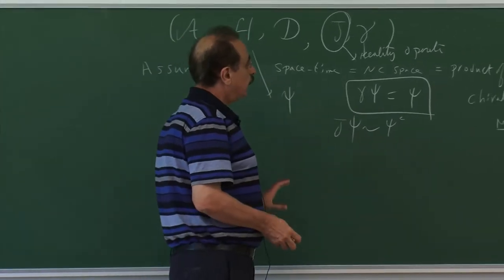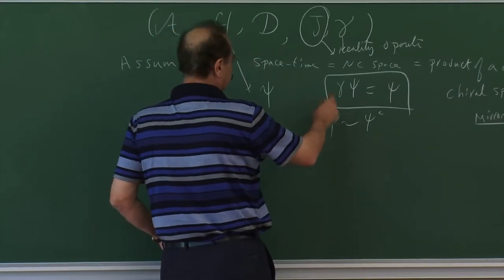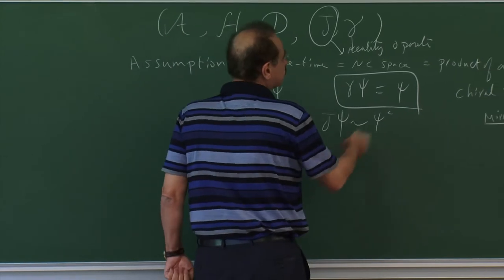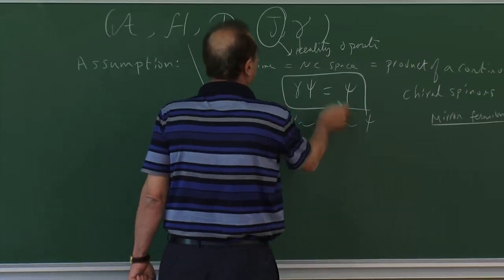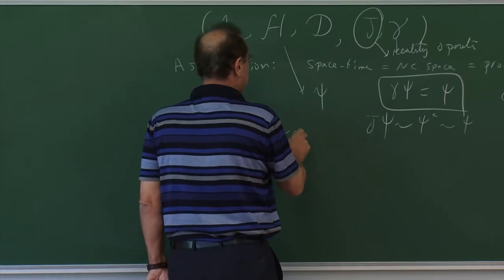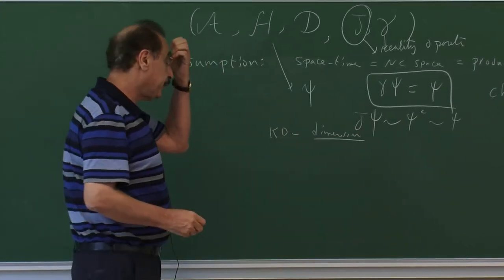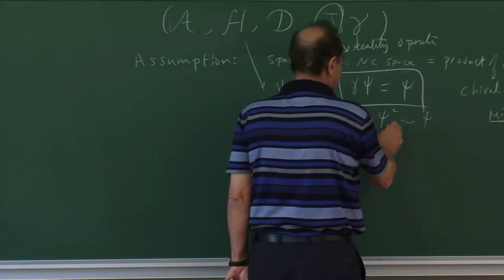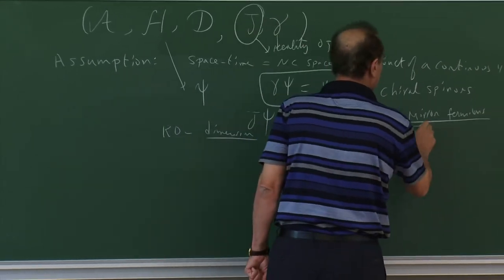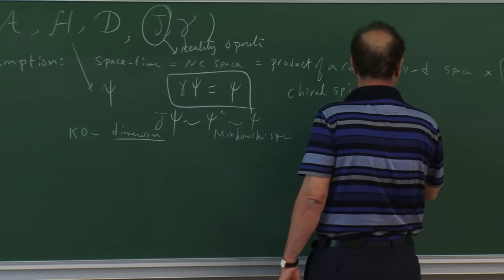Now, we are really working in Euclidean space. The issue, of course, is that the physical space is Minkowski. And if you would like to impose both conditions, that J psi is psi and gamma psi is psi, this would impose certain conditions on the properties of the space, namely on what is known as the KO dimension, as I have shown last time. So in Minkowski space, you really need to impose both conditions, that J psi is psi and gamma psi is psi. And this would imply that the KO dimension of this space is equal to zero.